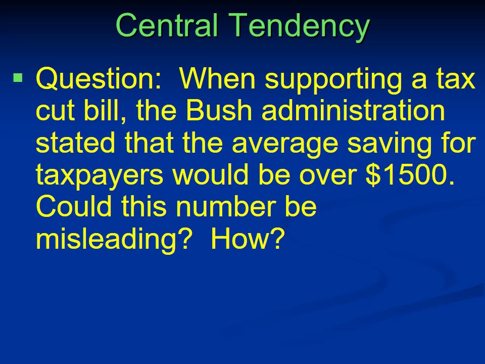Here's a real-life example that illustrates this same concept. During the George W. Bush administration, the powers that be in that administration were pushing a tax reform package, a tax cut bill, actually, and they advocated for this bill by telling the public, oh, you should be in favor of this because the average savings on federal income tax for taxpayers is going to be over $1,500. So the question is, could this number be misleading, and how could it be misleading?